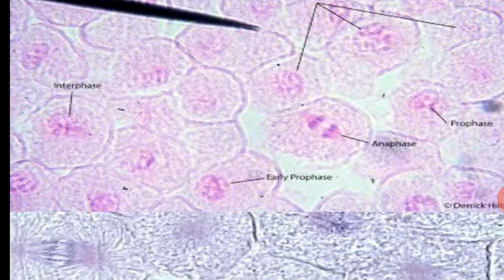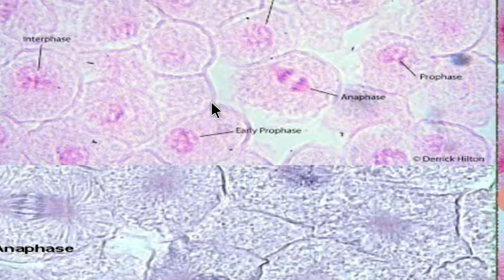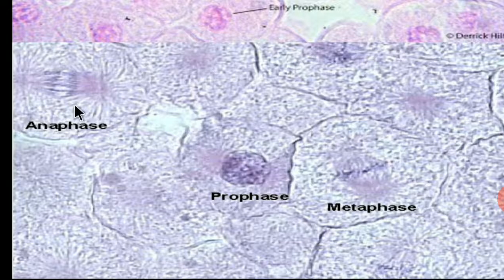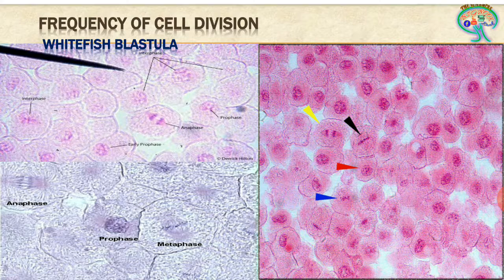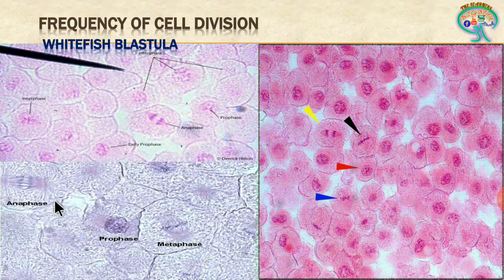Now this is the slide of the blastula. Blastula is one stage of the development of the organism where the division of cells is very frequent, so the frequency is high compared to the grown organism. In the same manner you can see here the interphase, early prophase, anaphase, prophase. Here also you can see anaphase, prophase, metaphase. So in these slides you will observe many frequently dividing cells.